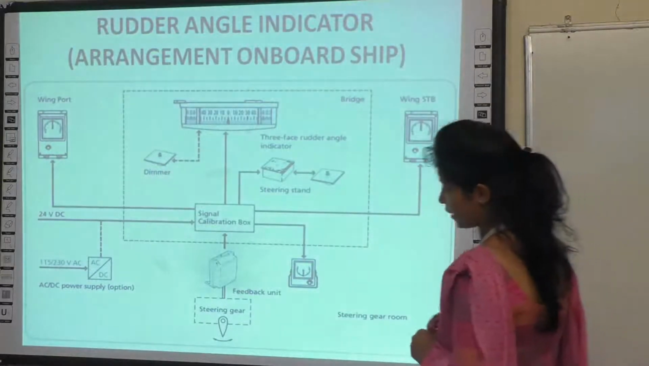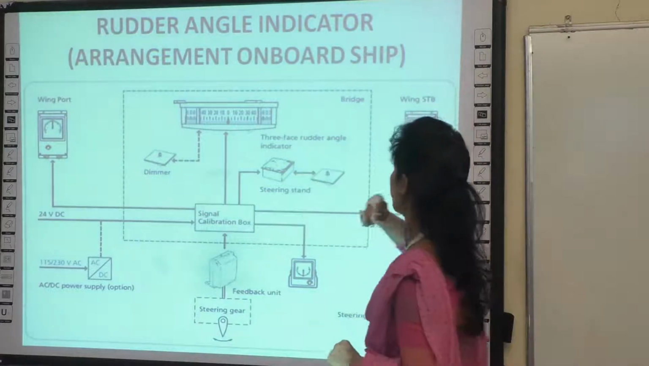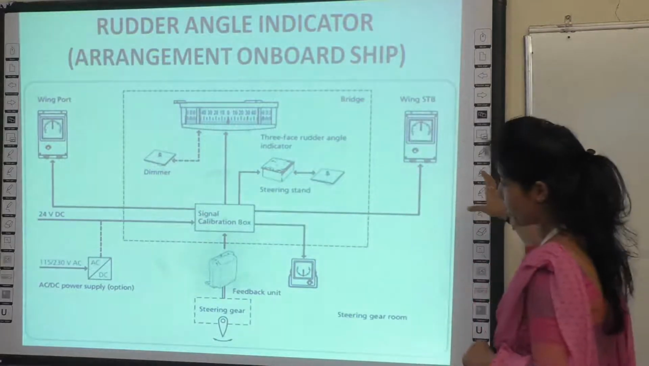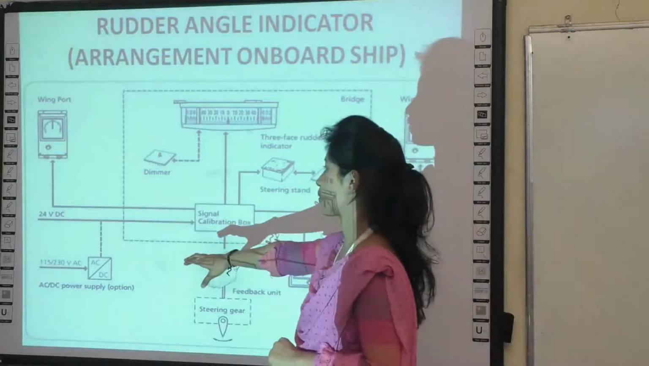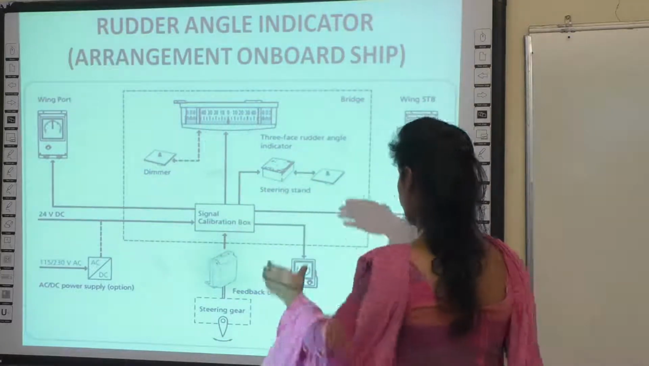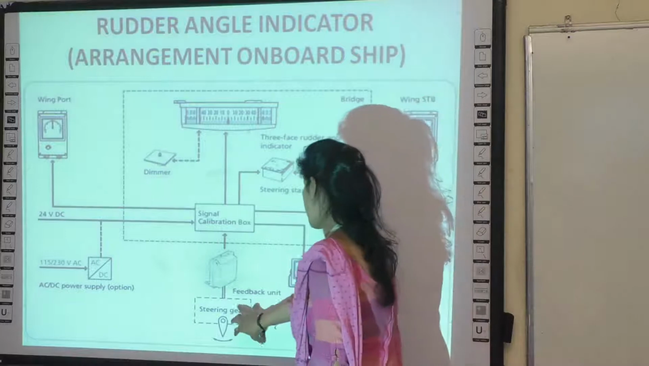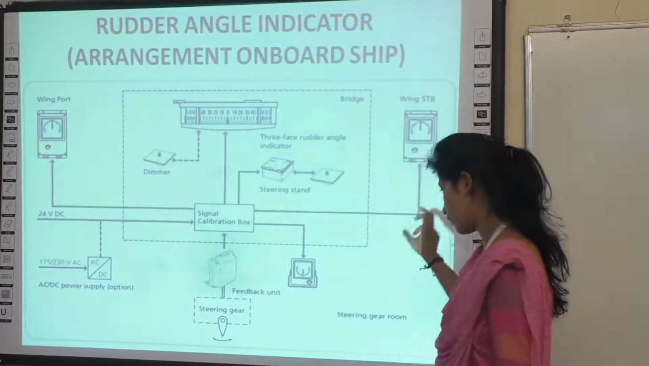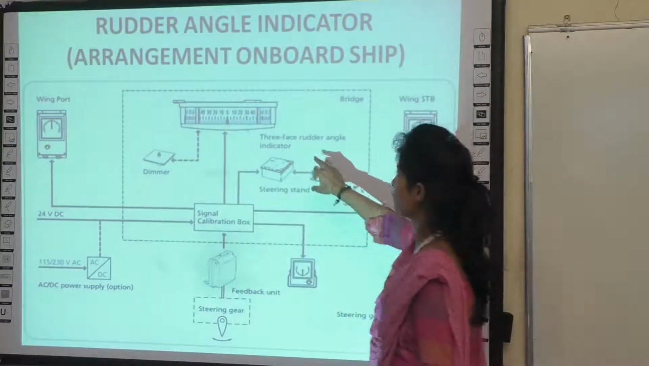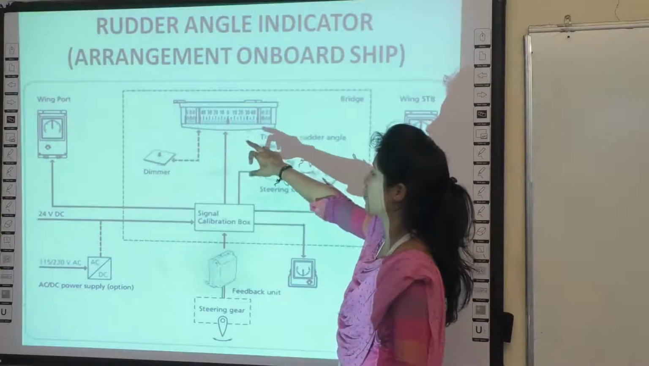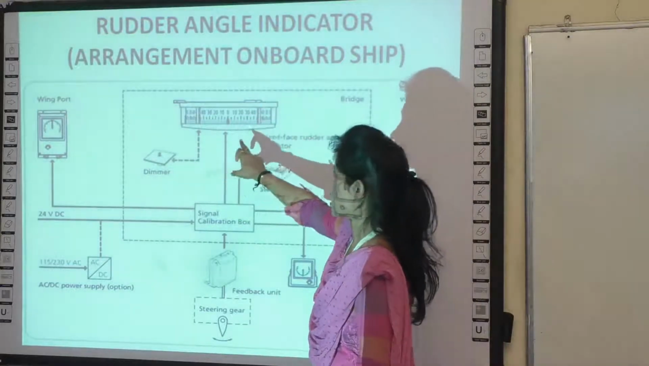Rudder angle indicator. This is the wing port, and this is the wing starboard side, and here the AC/DC supply has to be given, and the signal calibration box. This is the autopilot, the steering gear system, and the feedback unit has to be given. Steering gear system. Here is the three-phase rudder angle indicator. Yes, this is the dimmer.